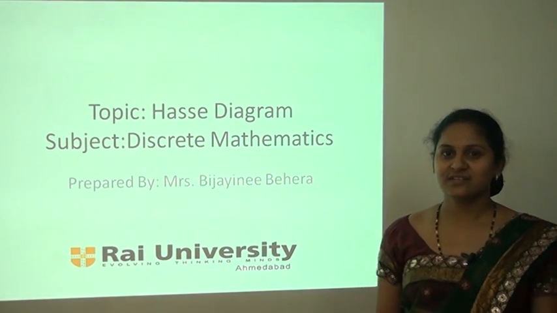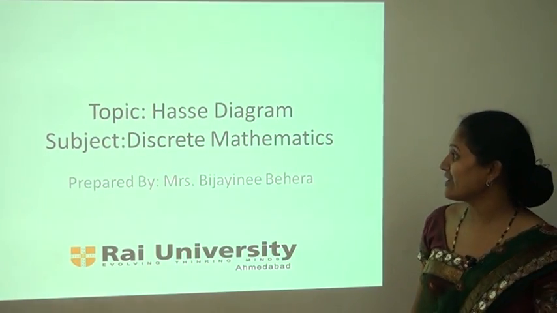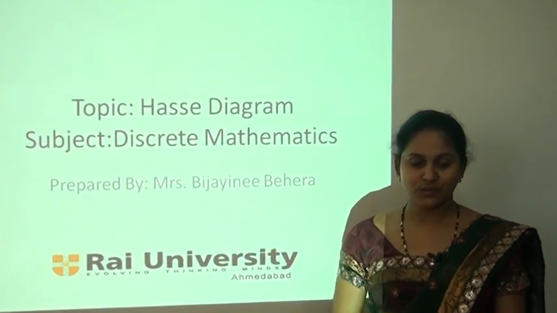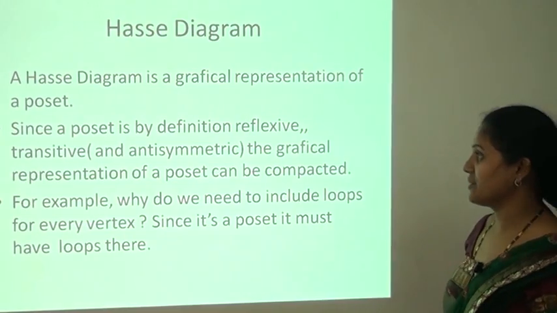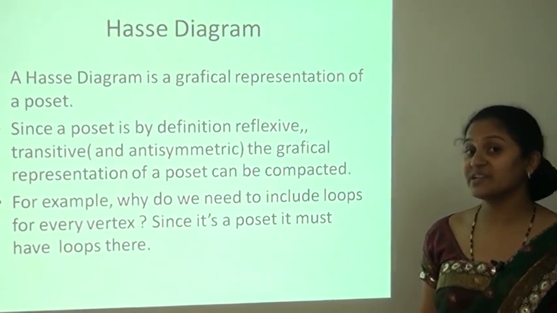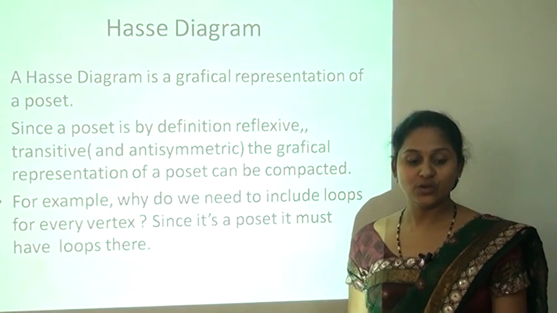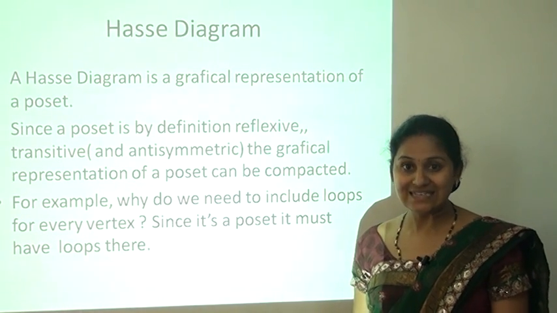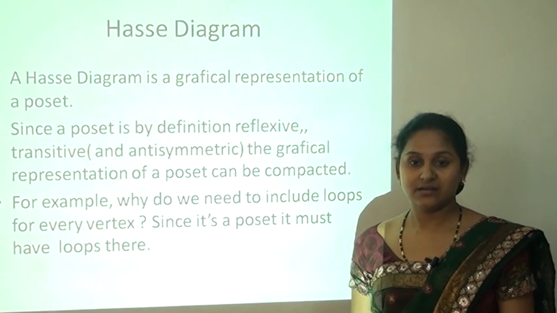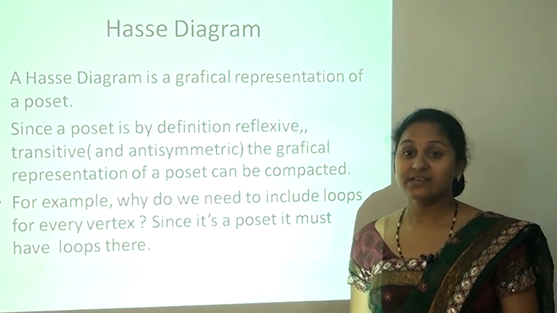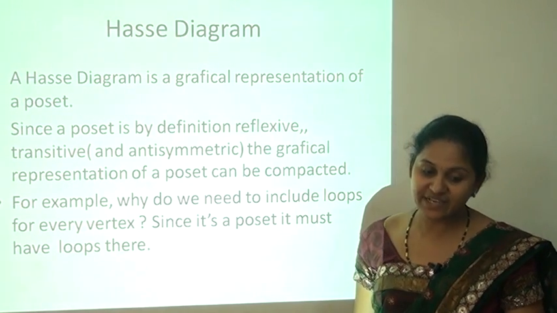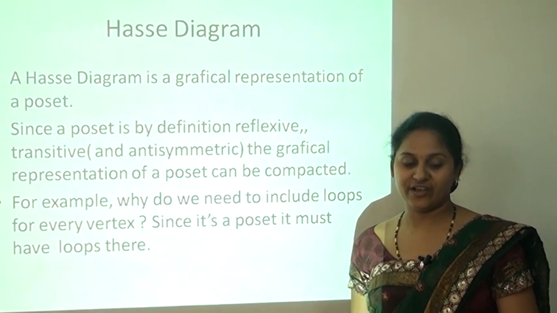Hello students, so let's discuss the Hasse diagram. What is a Hasse diagram? A Hasse diagram is a graphical representation of a poset. So we know about the poset. A poset is a relation where three properties are satisfied: reflexive, antisymmetric and transitive.